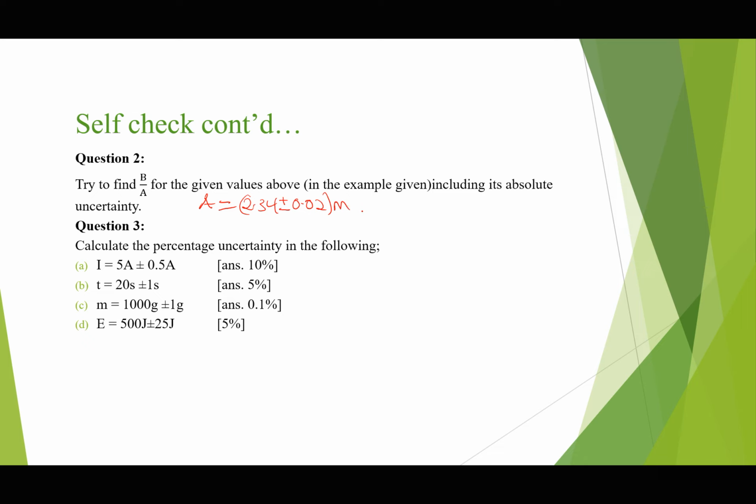And then B was 6.0 plus or minus 0.1. It was also in meters. So try to use these values to find B over A and include its absolute uncertainty. That will take a few minutes. I can give you 2 minutes. In 2 minutes, you try to find B divided by A.